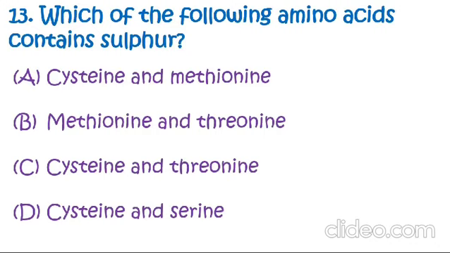Question number 13 is, which of the following amino acids contain sulfur? Option A is cysteine, threonine; B is methionine and threonine; C is cysteine and threonine; D is cysteine and serine. So the correct option over here is cysteine and methionine. As you all know, cysteine and methionine are the amino acids which contain sulfur in their side chain.